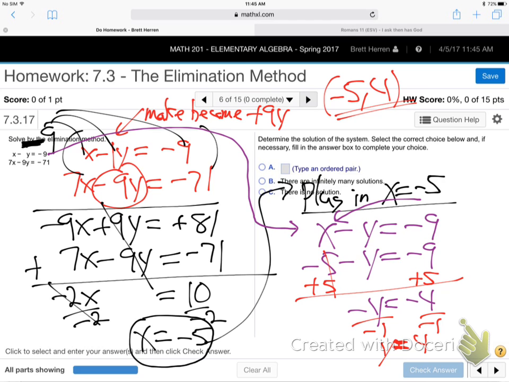Good on that? Questions I can answer? Yeah, minus 7. I thought this was the minus sign. All good? Minus 7. We good?